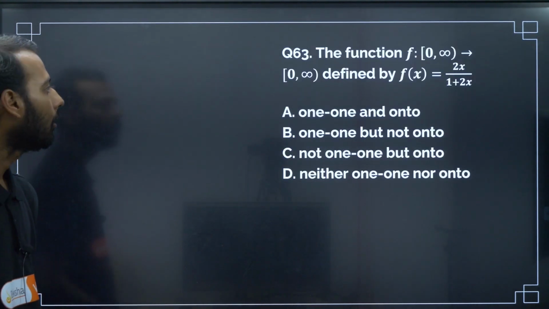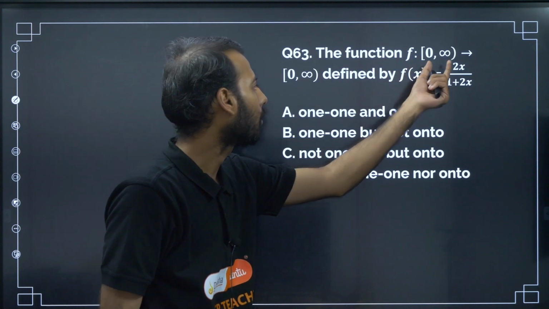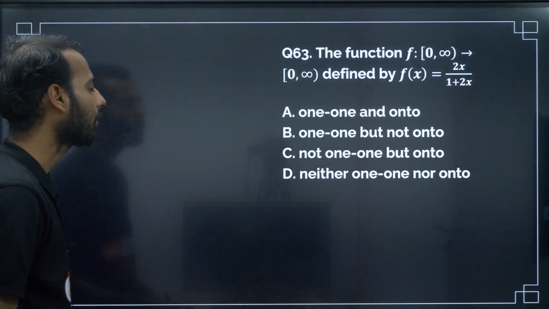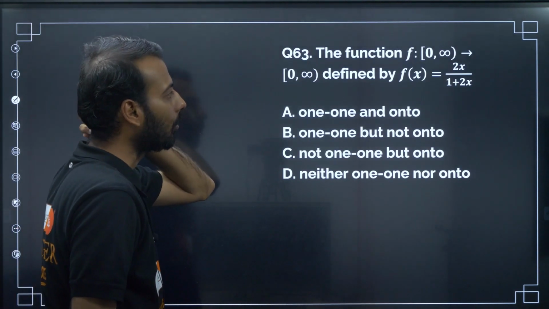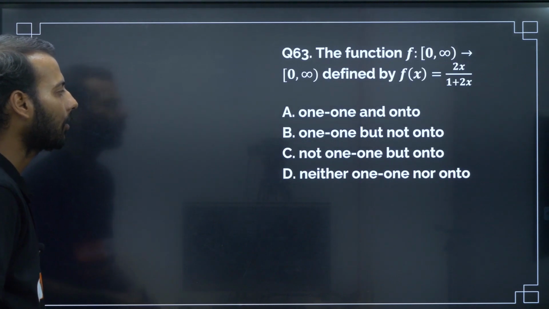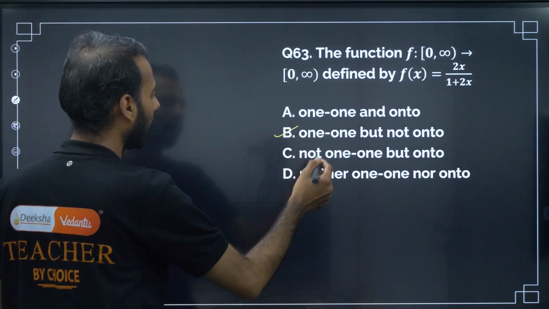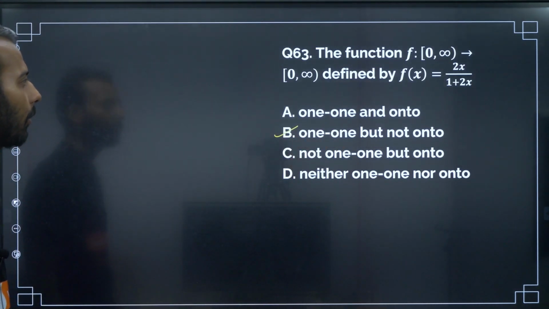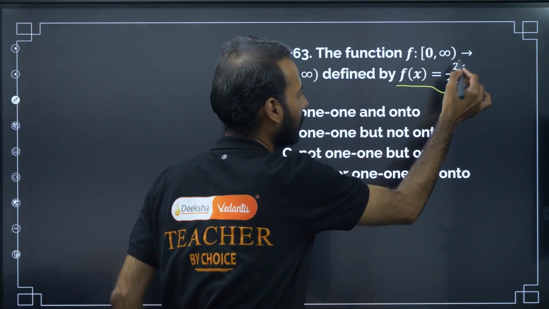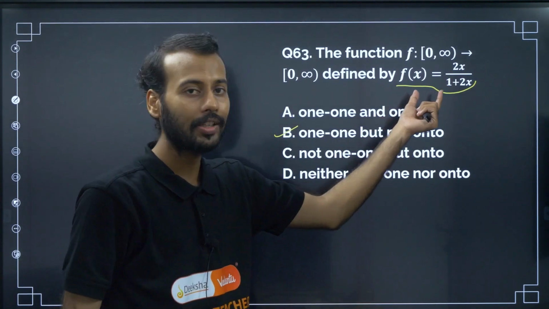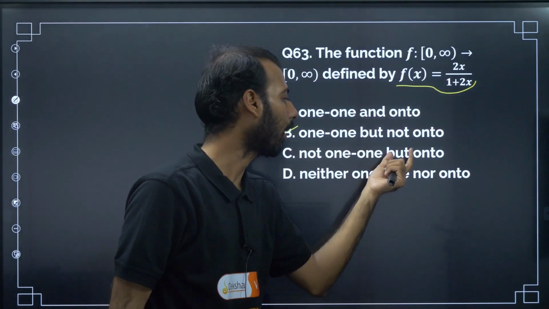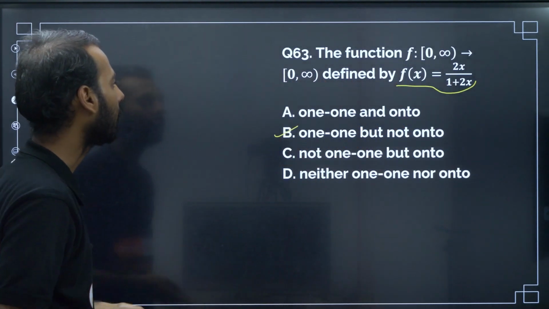Moving to next question. The function f from 0 to infinity defined by f of x is equal to 2x by 1 plus 2x. It is a direct NCERT question. We already remember it is 1-1 and onto. Anyways, for explanation, they have given some function and we have to check what type of function it is, whether it is 1-1, onto, or neither.